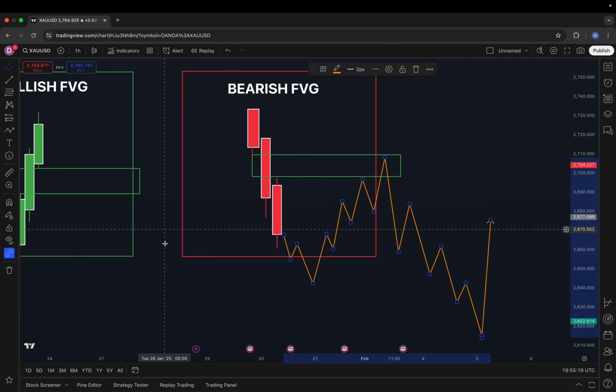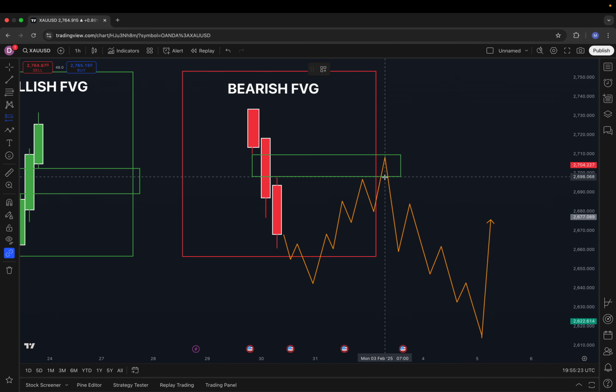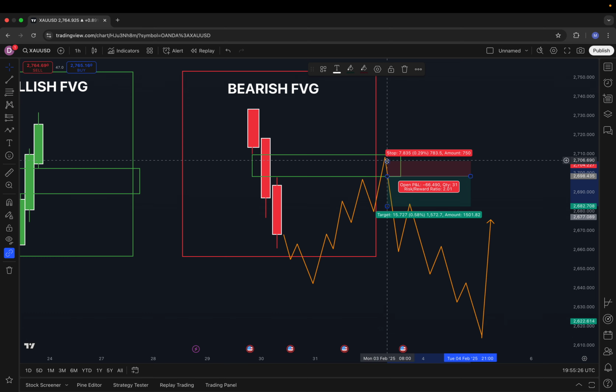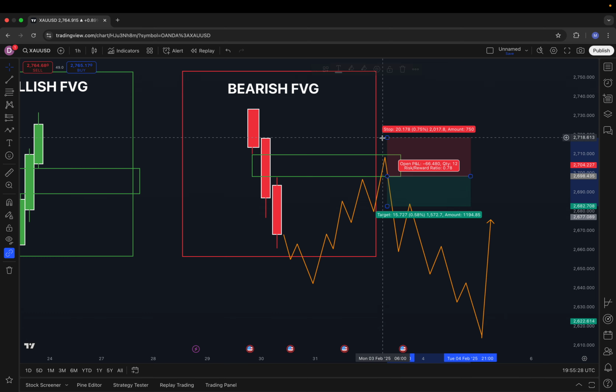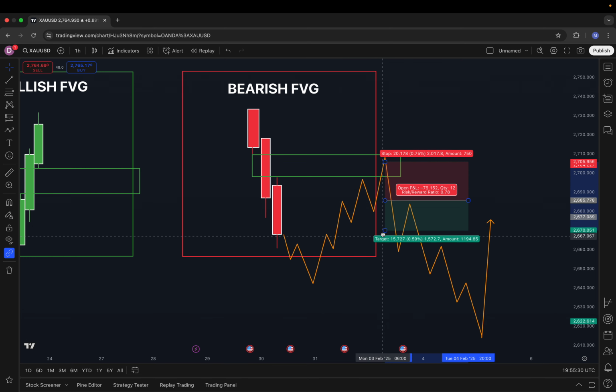So where would you enter once again? Let me show you guys. We'd put our short position right here, we'd enter somewhere around here, we would put our stop loss right here and target for a 1 to 2 once again.